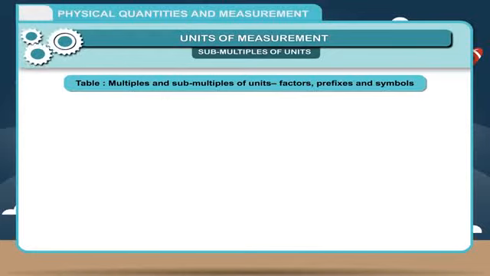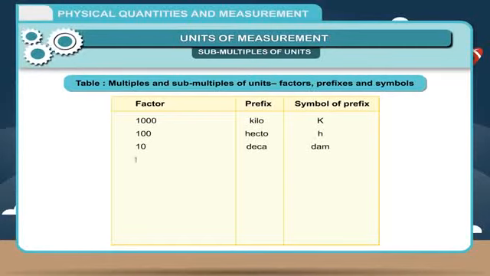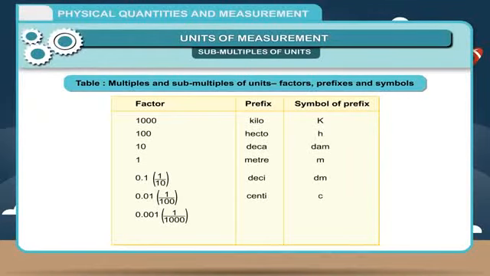Table: multiples and submultiples of units. Factor, prefix, symbol of prefix. 1000, kilo, k. 100, hecto, h. 10, deca, dam. 1, meter, m. 0.1 or 1 by 10, deci, d. 0.01 or 1 by 100, centi, c. 0.001 or 1 by 1000, milli, m.